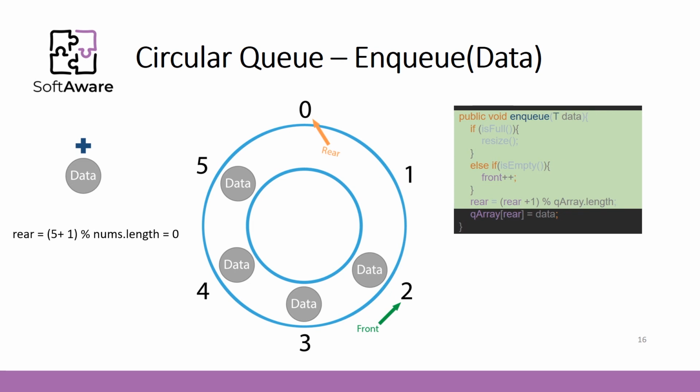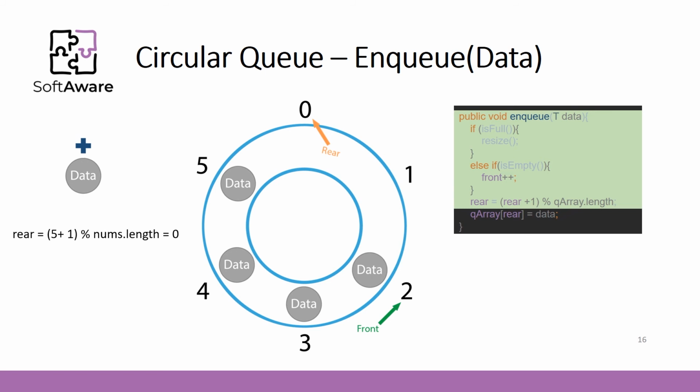As you can see, without resizing, we can enqueue as many data as our array size allows. Resizing, on the other hand, will be necessary when we attempt to enqueue additional data onto an already full queue array. We will see how resizing in circular queues works in the next slides.